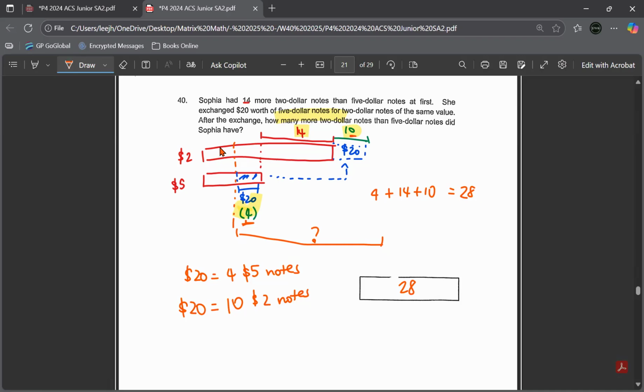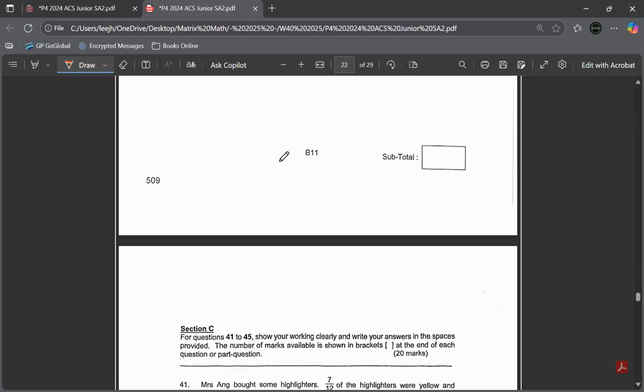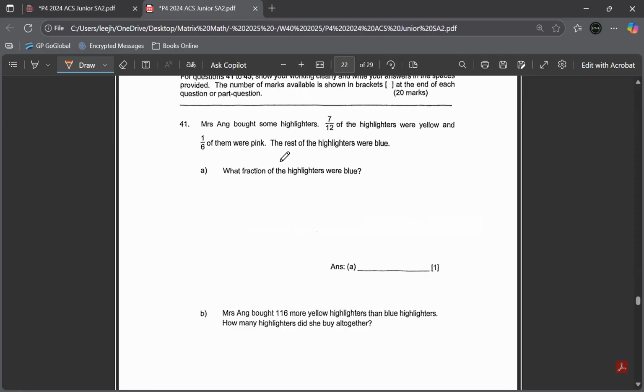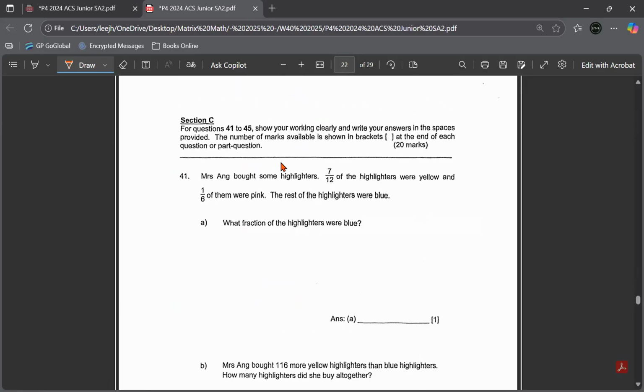Okay. All right. Now let's go to section C, which is question 41. Mrs. Ang bought some highlighters. 7/12 of the highlighters were yellow and 1/6 were pink. The rest of the highlighters were blue. What fraction of the highlighters were blue? Okay, so we just write down yellow 7/12, but pink 1/6.